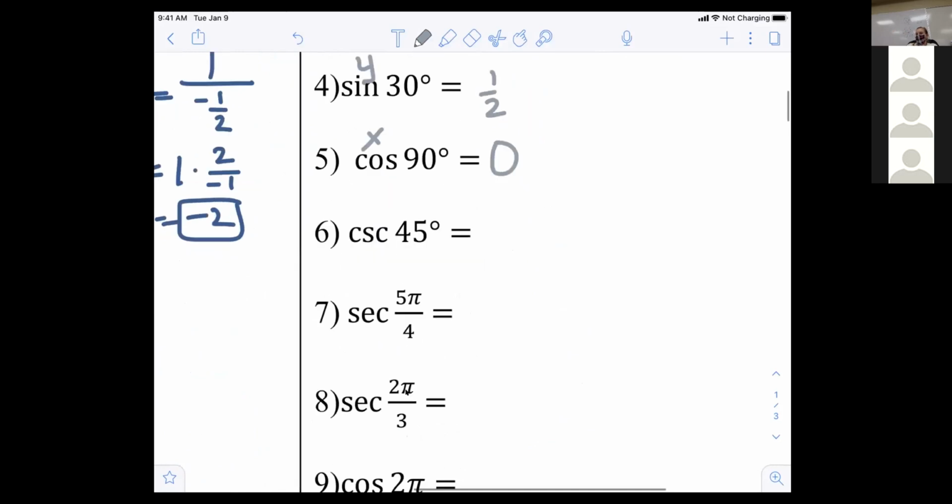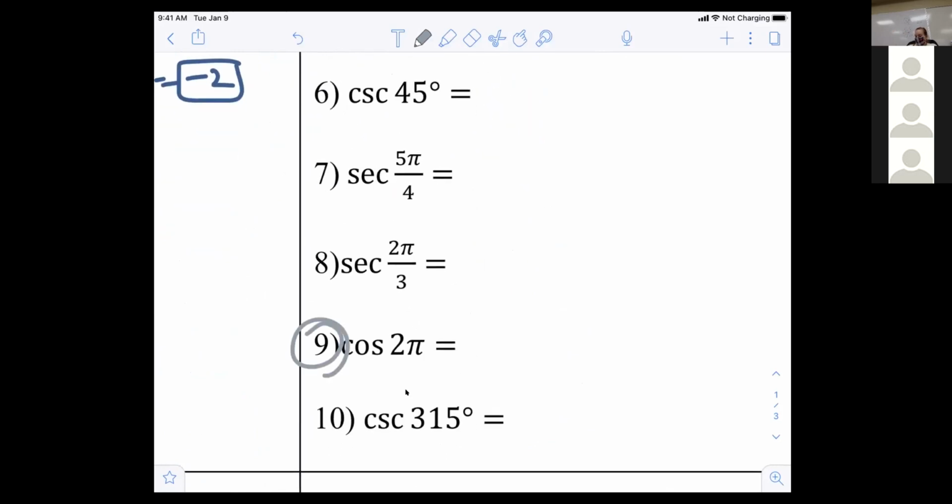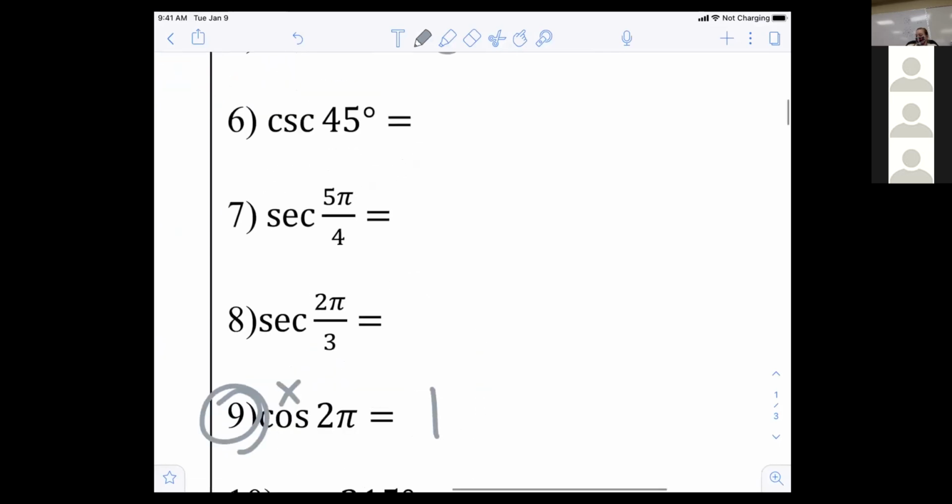All right, now we're going to cosecant. I did throw a bonus cosine of 2 pi. Let's do that one really quick because that's easy. Cosine of 2 pi is the same thing as 0. It's my 1. 2 pi is my 360. Yep, that's 1. Okay, this is where I think we got confused.